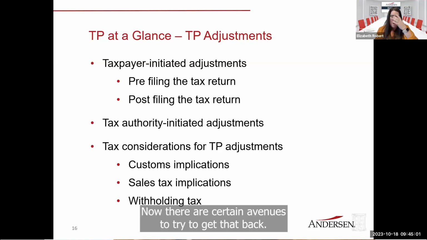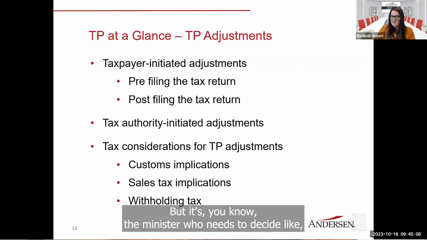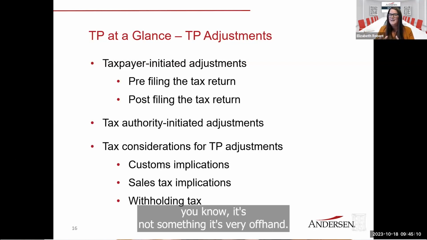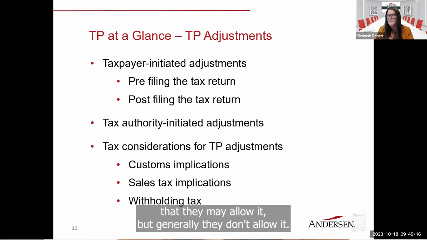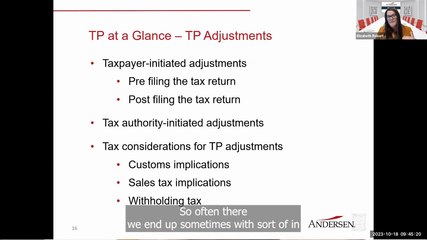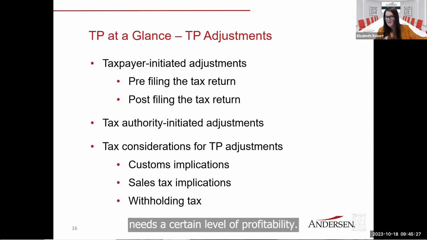Now, there are certain avenues to try to get that back, right? But it's the minister who needs to decide, it's not something offhand, and if it's a very specific particular circumstance they may allow it, but generally they don't allow it. So often there we end up with an economic double tax, right? Because the US needs a certain level of profitability, Canada's now overpaid, and I can't get that back.